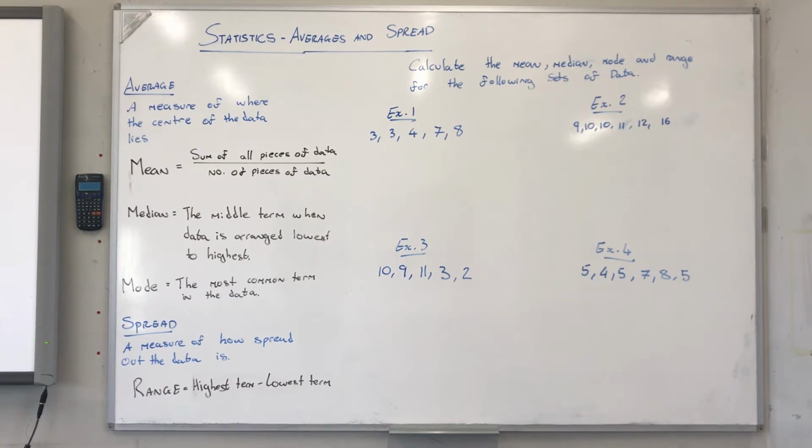And we can calculate the range, which is a measure of spread, by just simply taking the highest term in the data and subtracting the lowest term. So what I'm going to do is calculate the mean, median, mode and range for these sets of data, example 1 to example 4. But first I'll just go through example 1.